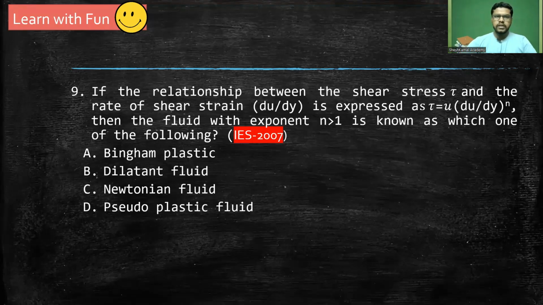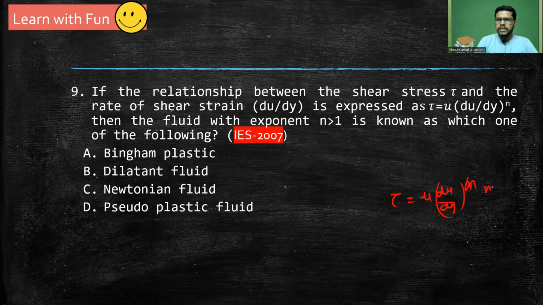Now the next question is: if the relationship between the shear stress tau and the rate of shear strain is tau is equal to mu into (du by dy) raised to power n, then the fluid with exponent n greater than 1 is known as which of the following? The rheological equation is given, that is tau is equal to mu into (du by dy) raised to power n, and the value of n is given greater than 1.